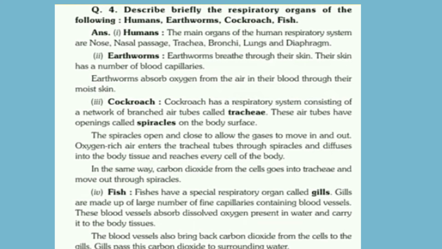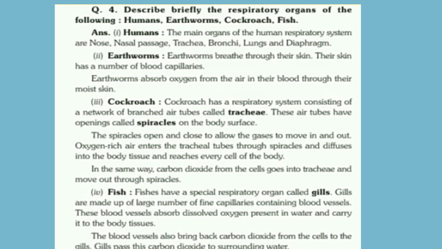So let's start with humans first. The main organs of the human respiratory system are nose, nasal passage, trachea, bronchi, lungs, and diaphragm. Second, earthworms. Earthworms breathe through their skin. Their skin has a large number of blood capillaries. Earthworms absorb oxygen from the air into their blood through their moist skin.